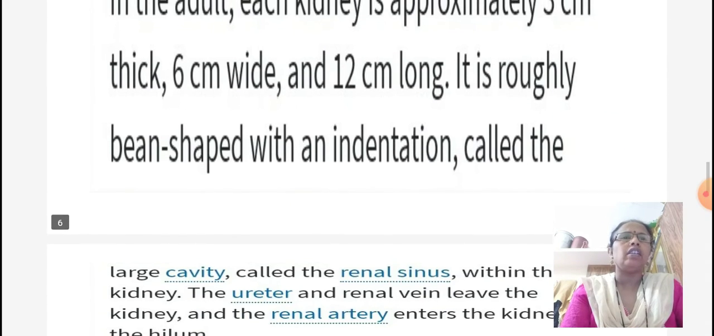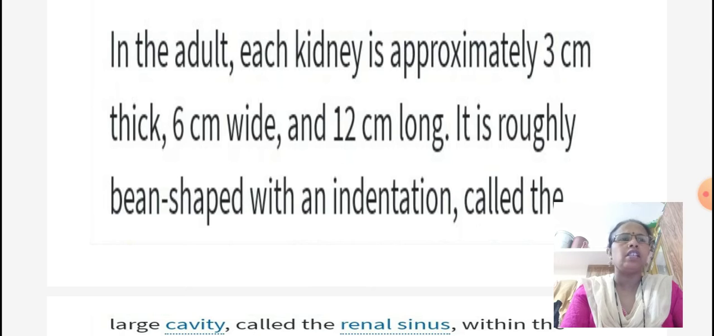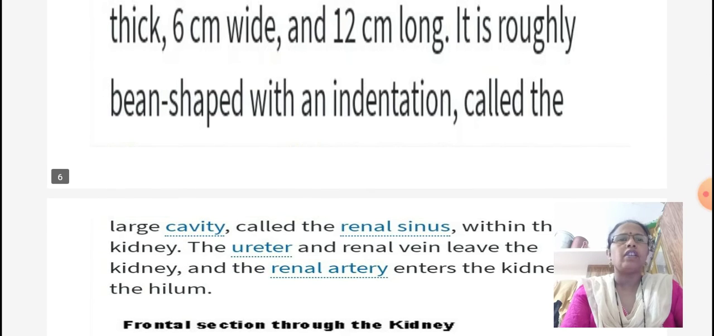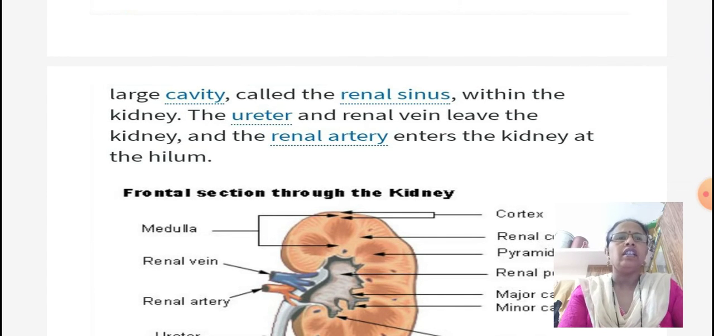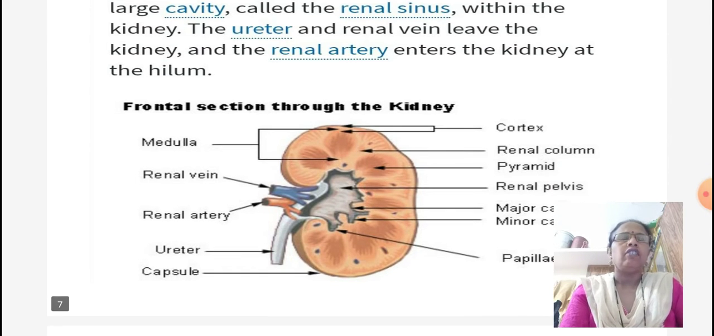In the adult, each kidney is approximately 3 cm thick, 6 cm wide and 12 cm long. It is roughly bean-shaped with an indentation on the medial side called the renal sinus. Within the kidney, the ureter and renal vein leave the kidney and the renal artery enters the kidney at the hilum. In the figure, see the frontal section through the kidney.